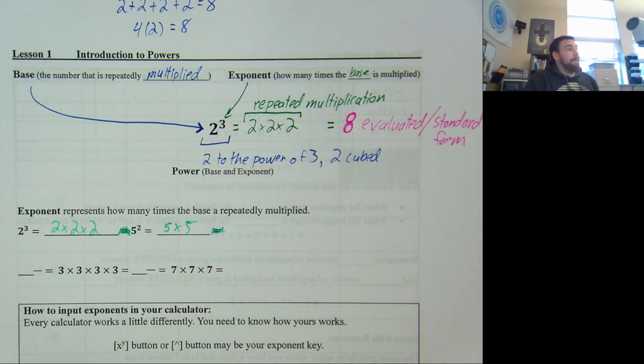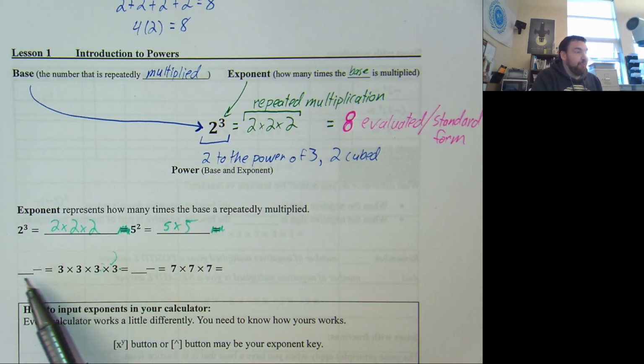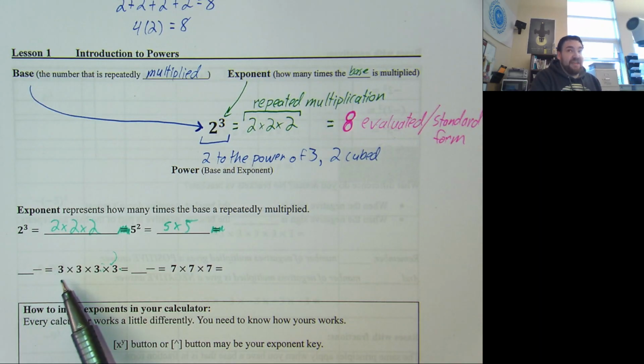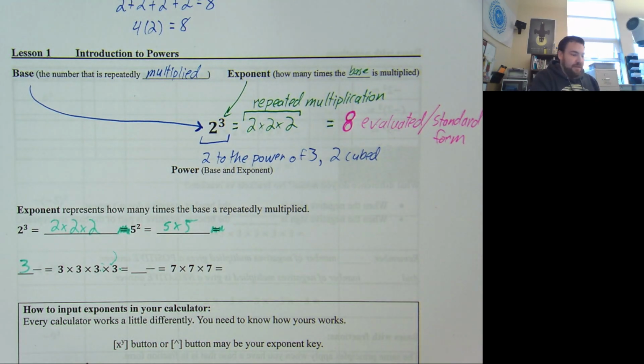But we can also go the other way. Zach, you with me? Okay. Maybe I give you the repeated multiplication. Okay, I've got 3 and I've got 3 multiplied 1, 2, 3, 4 times. So how could I take this repeated multiplication and rewrite it in power form? What is the thing that I'm repeating? 3. So that's my base. How many times? There's the exponent.